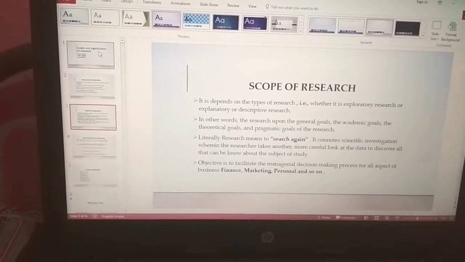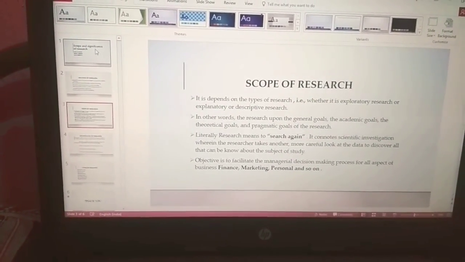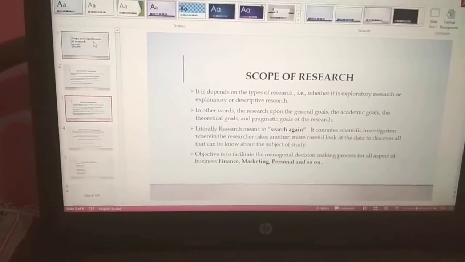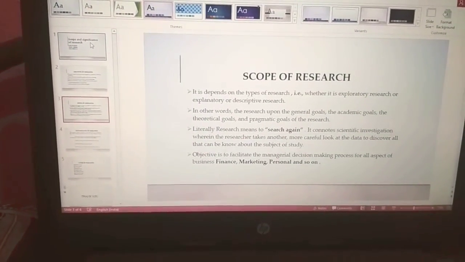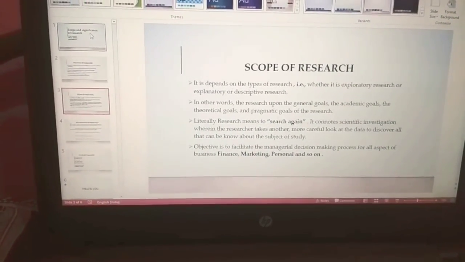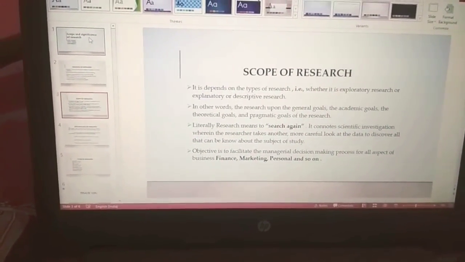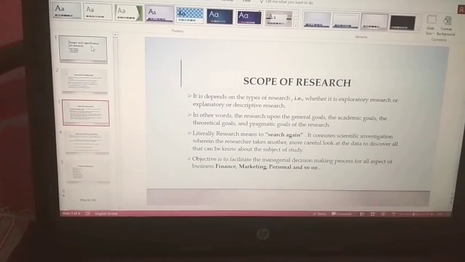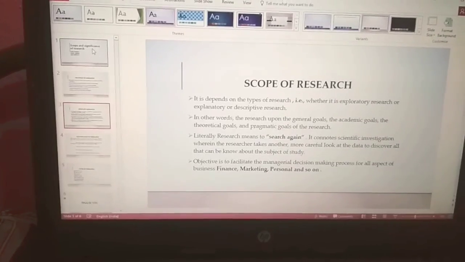The next one is explanatory research. Explanatory research is where we do not have the proper reason. We have to get the knowledge before getting the review from the customer. The last one is descriptive research. This is research which will answer the questions of how, when, and why.